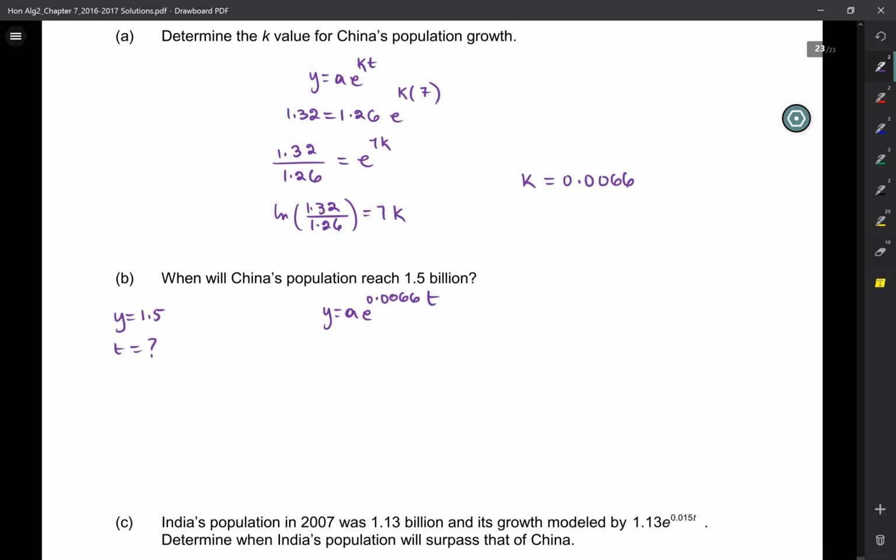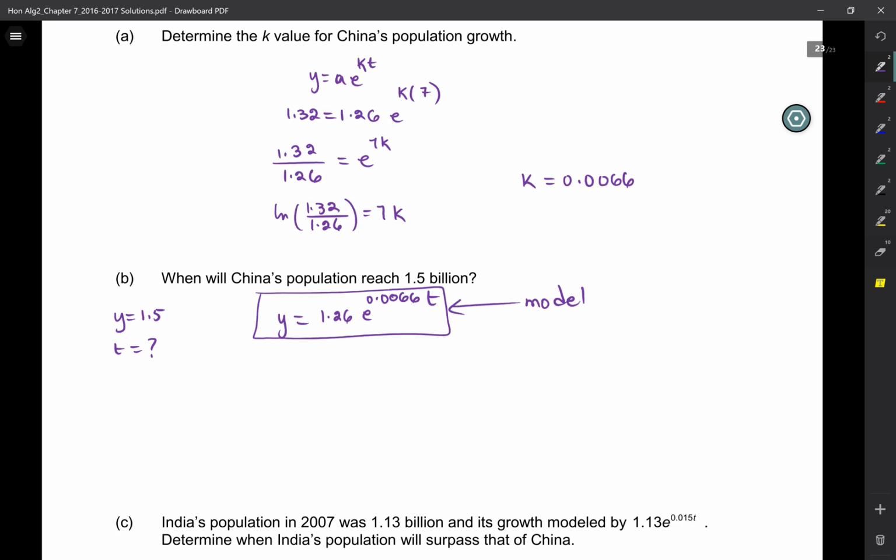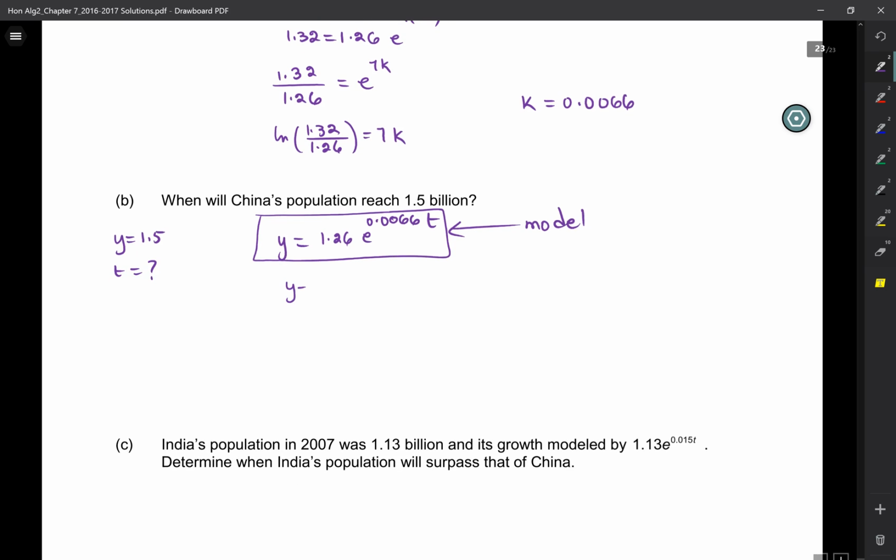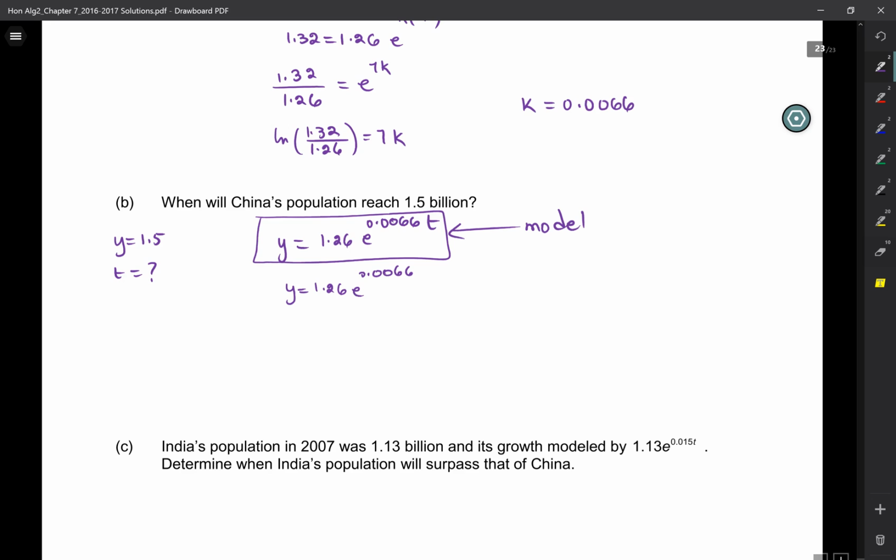Can we stop for one second? The model, when I ask you for the model, which I will, is going to be y equals the initial amount, which was 1.26, times this. So this would be the model for this particular China problem. So you put the A in there as well. So y equals 1.26 e to the 0.0066 t. I'm sorry, y is what? 1.5.